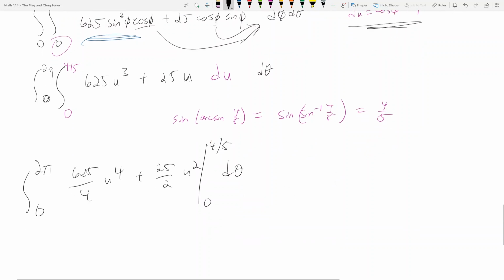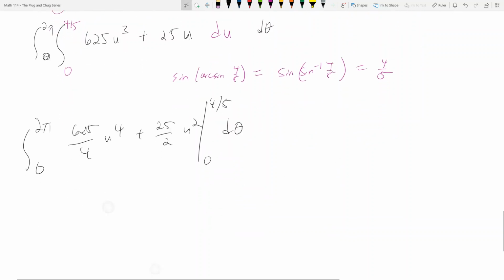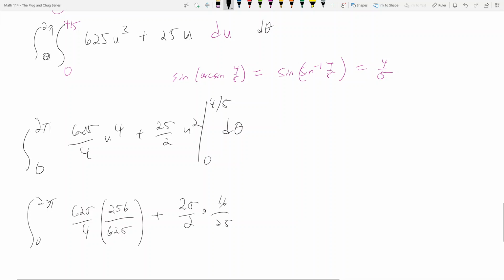Okay, and now what do you get? You get then, from 0 to 2 pi, this becomes 625 over 4 times 4/5 to the fourth, which is really 256 over 5 to the fourth, which is 625. All right, hey, that looks promising. And then plus 25 over 2 times 16 over 25, and then that's times d theta.